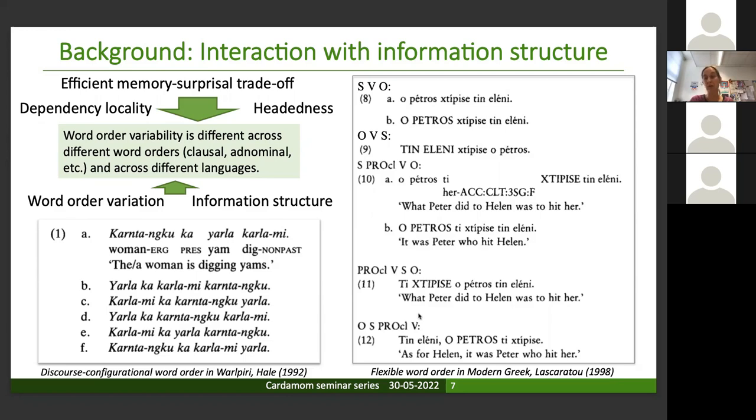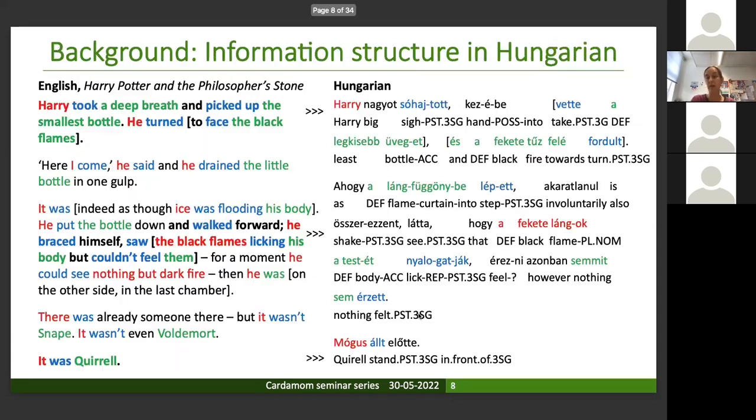And in Modern Greek, there's a tendency to use SVO word order, but all other word orders are allowed. For example, we have examples there on the slide. There's emphatic or contrastive stress that you can mark by putting certain constituents at the front of the sentence. As a further example, we can look at English, which is a language with a fixed SVO word order, and contrast it with Hungarian, which is a topic-prominent language. The fragment here on the slide is taken from Harry Potter and the Philosopher's Stone, which is part of the corpus that will be introduced later on.